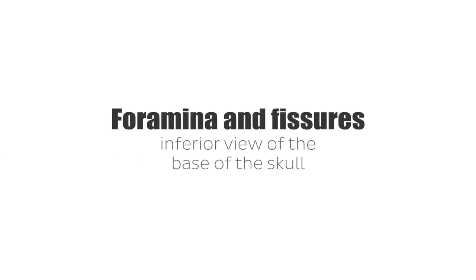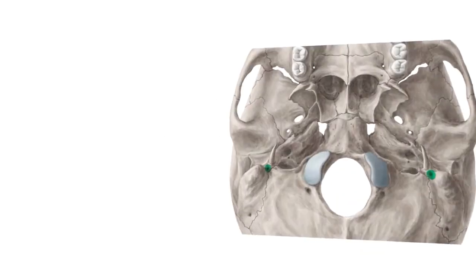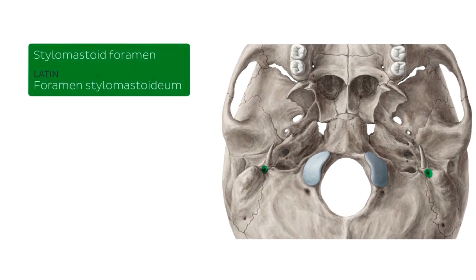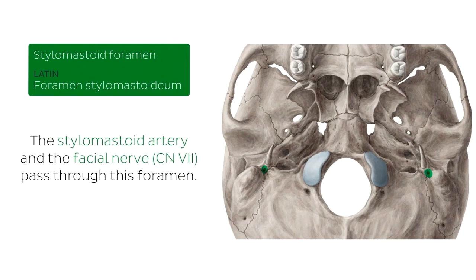Now that we're done covering the different bones and landmarks, it is time for us to move on to the foramina and fissures and see what's going to pass through these holes. Now, the first ones that we see here are two known as the stylomastoid foramina. Foramina is plural for foramen. They are located on the temporal bone between the styloid process, as you can see here, and this process here known as the mastoid process. And the stylomastoid artery and the facial nerve pass through these foramina.